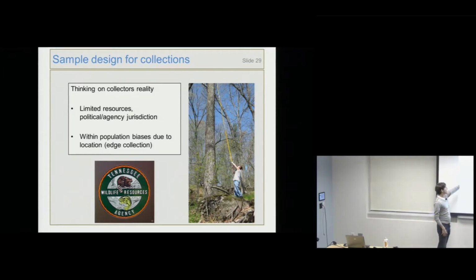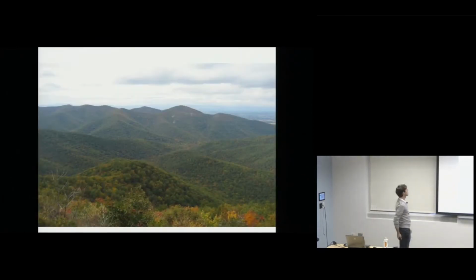We also have to admit that there are some within-population biases due to things like topography. This is the Shenandoah National Park on the border of Virginia and West Virginia, where we made one of our collections. And most of our samples from this population are from along roadsides or along trails because it's a very big park. It's a very intimidating landscape, and we have limited time and energy.